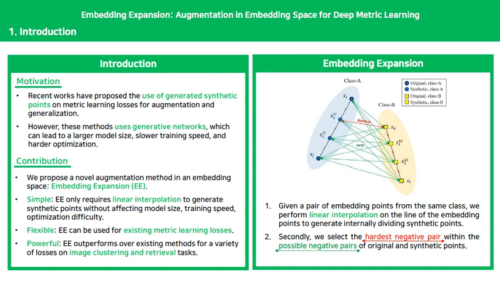It is very simple in that it only requires linear interpolation to generate synthetic points in an embedding space. At the same time, it is very flexible in that it can be used for most of the existing metric learning losses. Performance-wise, the proposed method outperforms existing methods for a variety of losses on both image clustering and retrieval tasks.